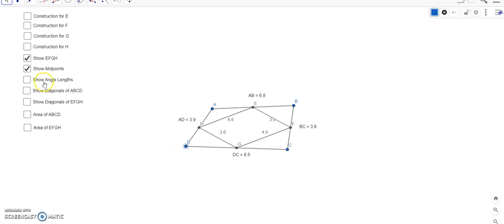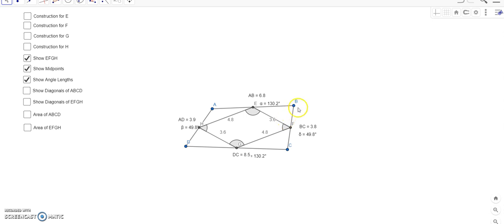Another conjecture we can make, besides looking at side lengths, is to look at the angle measurements. So we have the angles of E, F, G, and H. There we go, so we can see all of our measurements. If we look here as well, we can see that opposite angles are the same. Angle E is the same as angle G, and angle H is equal to angle F.